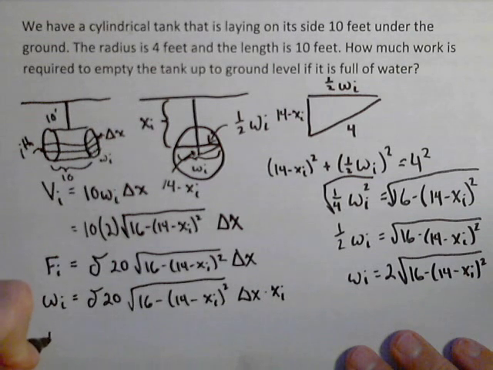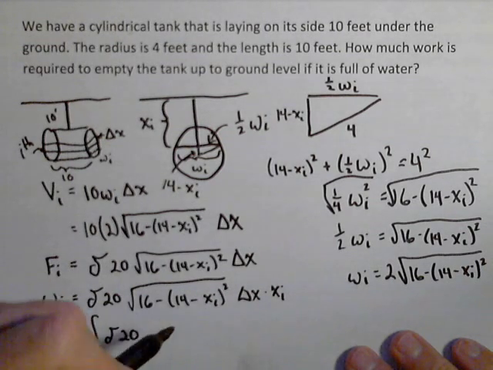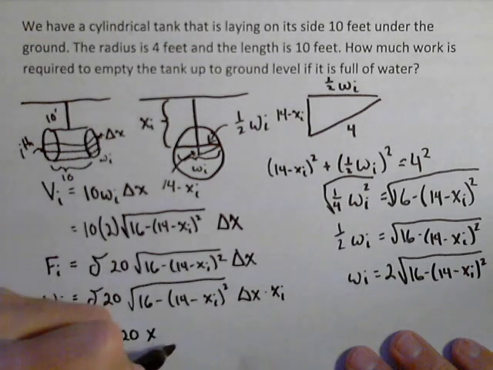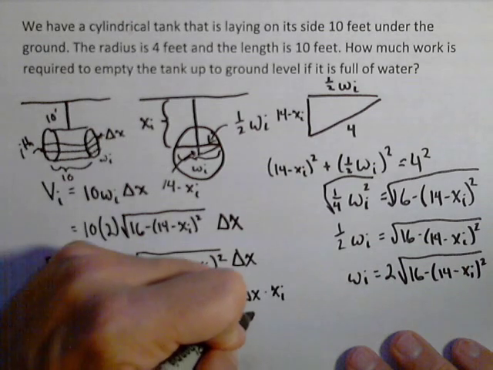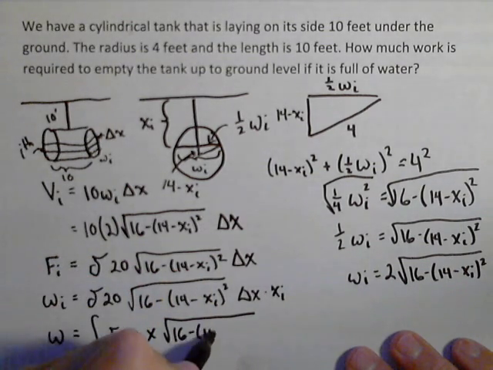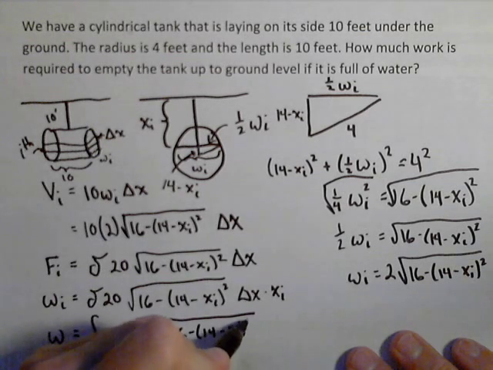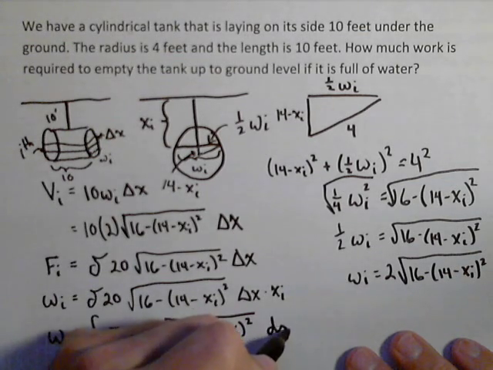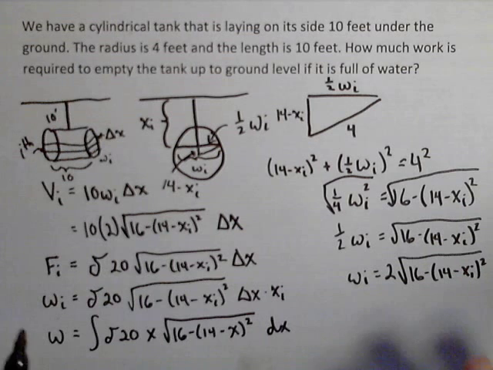I can now set up my integral. So I've got delta and 20, those can be pulled out of the integral because they're constants. Then x times the square root of 16 minus 14 minus x quantity squared, dx. I dropped the sub i's because now we're continuous, we're no longer in a discrete situation. The only other thing we have to consider is what our variables are going to be. So we need to think about how x varies.